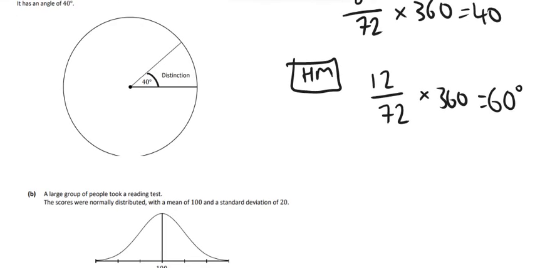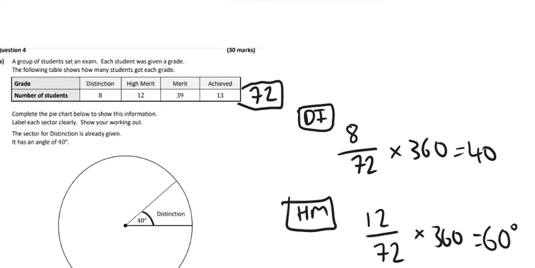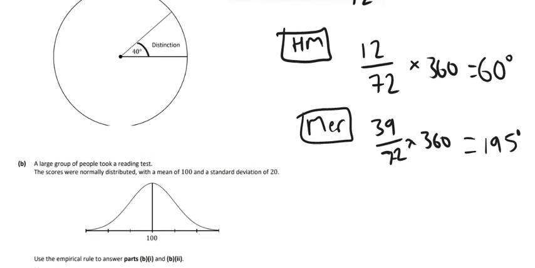Merit then is 39. So we do 39 divided by 72 and times it by 360. And we get 195, so that's the biggest angle by a long way. So the vast majority of students got a merit in the exam. And then the last one is achieved, so achieved is barely passing.